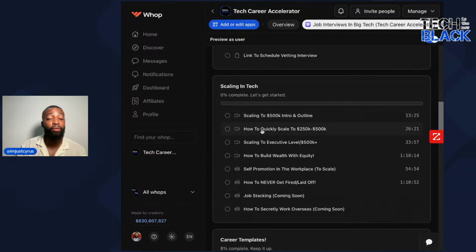The next one is how to quickly scale to $250,000 to $500,000. And when I say quickly, I mean your first 2 to 3 years being at $250,000 to $500,000.